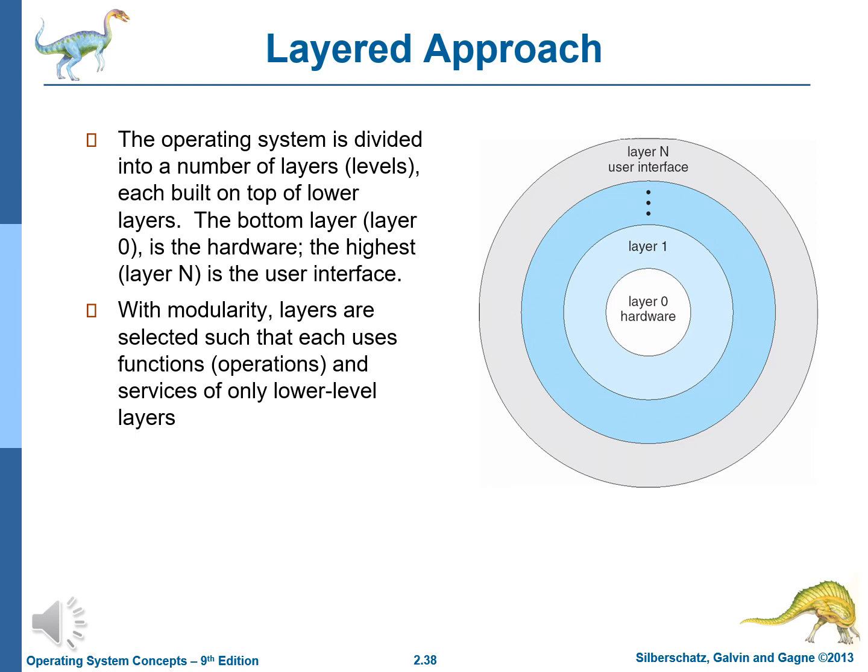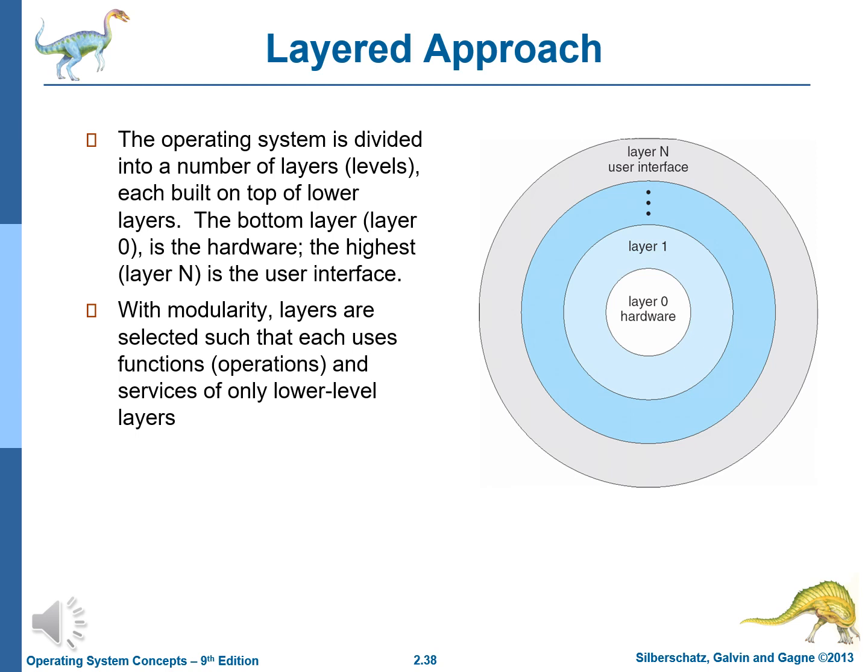One method is the layered approach, in which the operating system is broken into a number of layers or levels. The bottom layer, layer 0, is the hardware. The highest, layer N, is the user interface. This layering structure is depicted in the given figure.